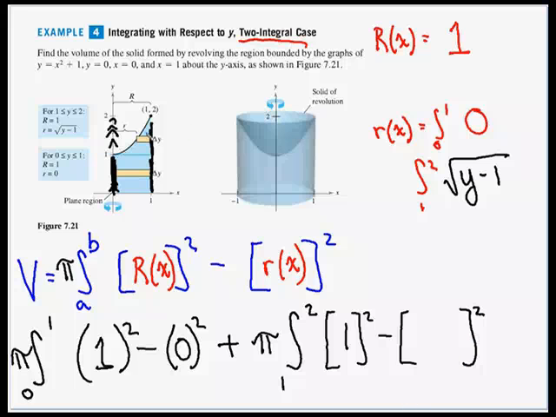And here our lower radius is this part of the parabolic curve, which we solved right here as the square root of y minus 1. And this we're integrating with respect to y, so that's going to be dy. And now that I see it, that should be a y in there also: capital R of y and lowercase r of y.